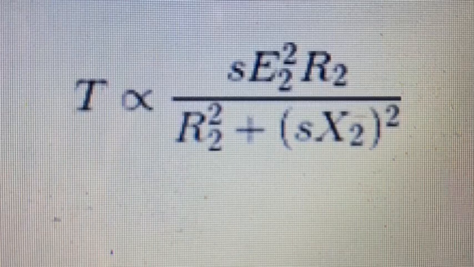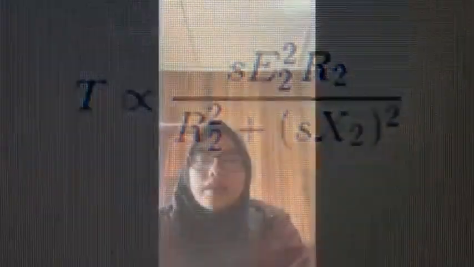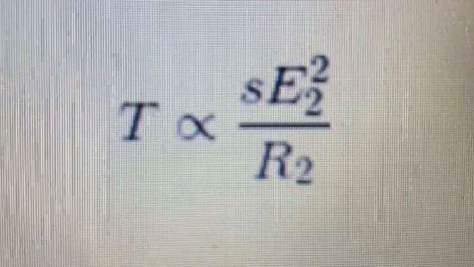Okay, next, controlling the supply voltage. The torque produced by a running 3-phase induction motor is given by this. In the low slip region, sX2 is very small compared to R2, so it can be neglected, and the torque becomes like this. Since the rotor resistance R2 is constant, the equation of torque is further reduced to this one.